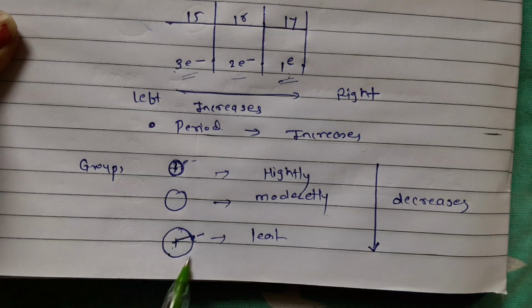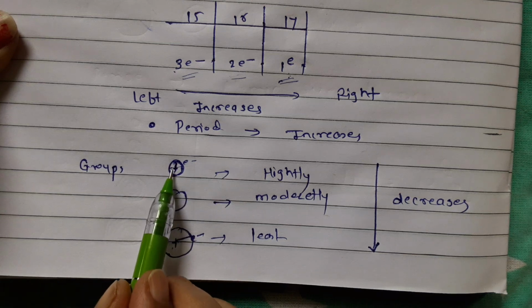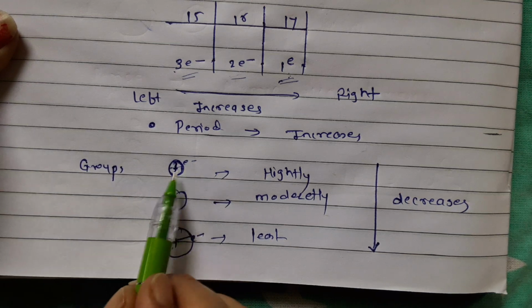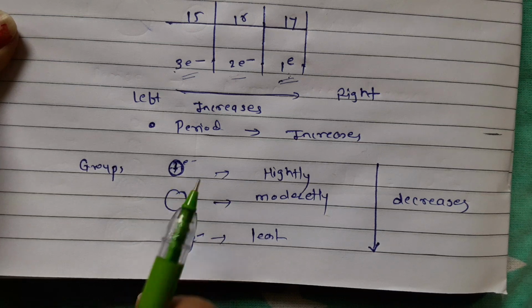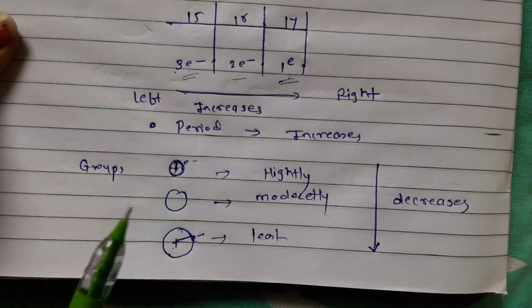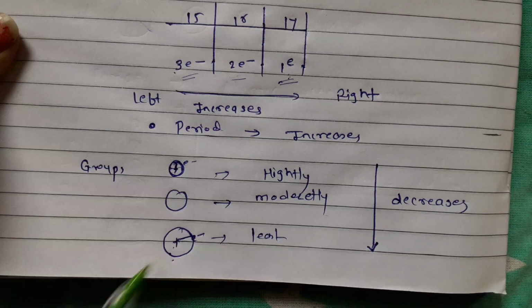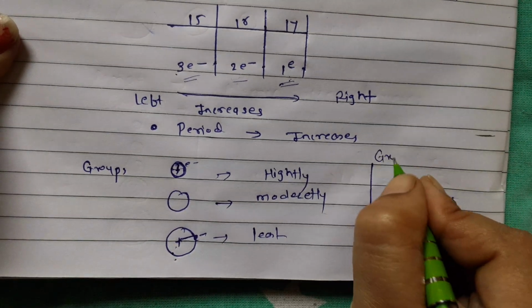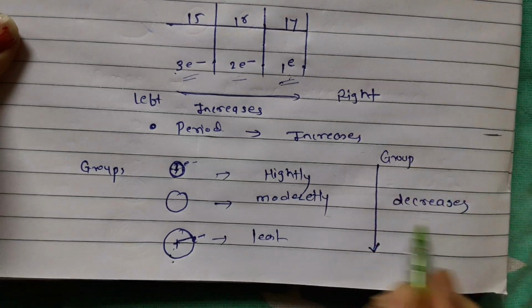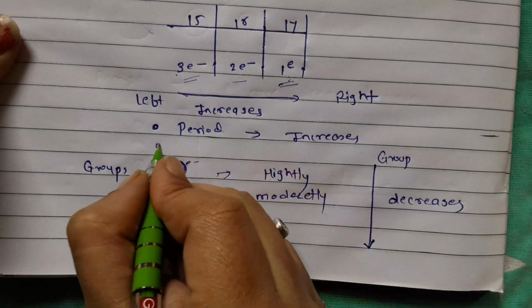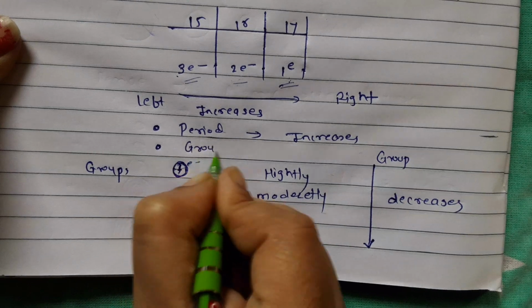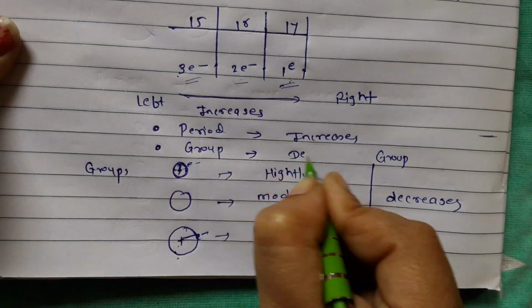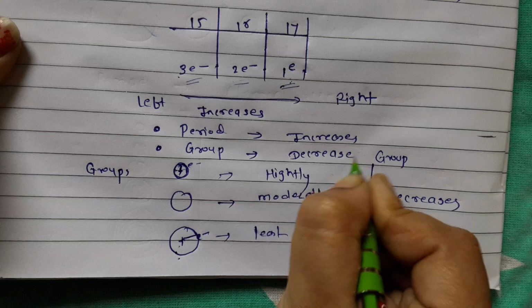It is difficult for an atom with a bigger atomic size to accept the electron easily, while the atom with a smaller atomic size can accept the electron very fast. So this is the highest electronegative and this is the least electronegative. So as we move down in a group, the atomic size increases.